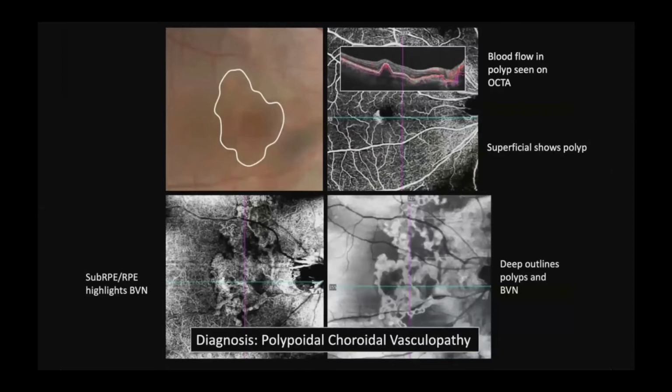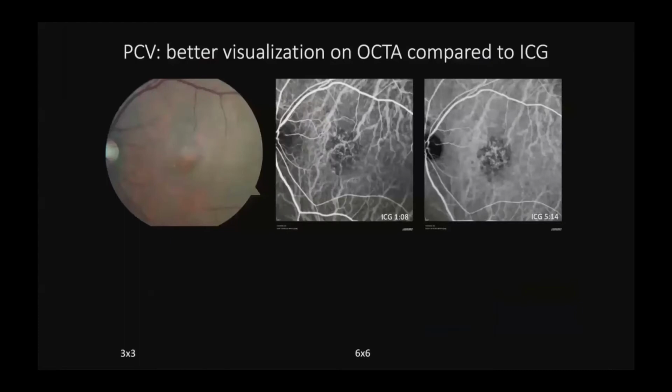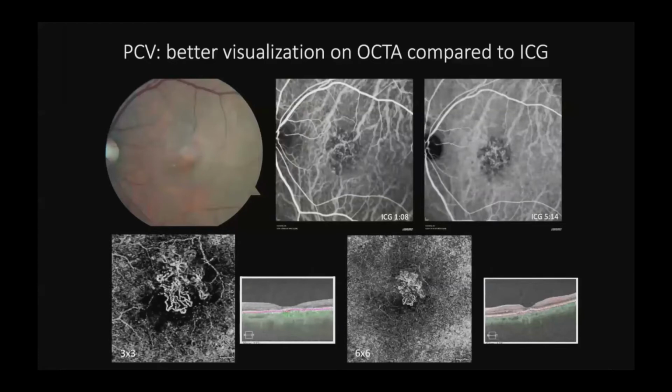This is important to distinguish from classic AMD because these patients can often be more anti-VEGF resistant and often will respond better to PDT or photodynamic therapy. PCV can show better visualization on OCTA compared to ICG. And this is partly due to the fact that though angiography is a dynamic test, leakage of dye can also obscure some of the details of the vascular network.